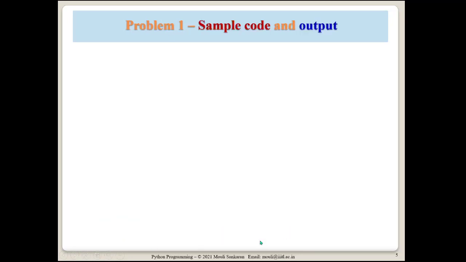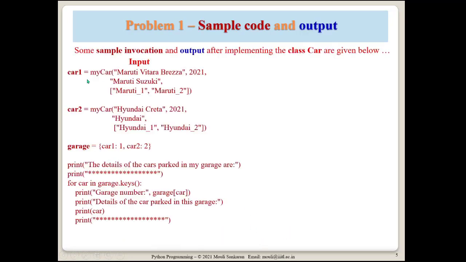And then expected input and output are, input is my car, Maruti Vitara 2021, and these are the garage names, and Hyundai Creta, these are the service centers. Then I am creating a garage, car 1 with garage 1, and car 2, garage 2. Then print the details of the cars parked in my garage. The details of the cars parked in my garage are.